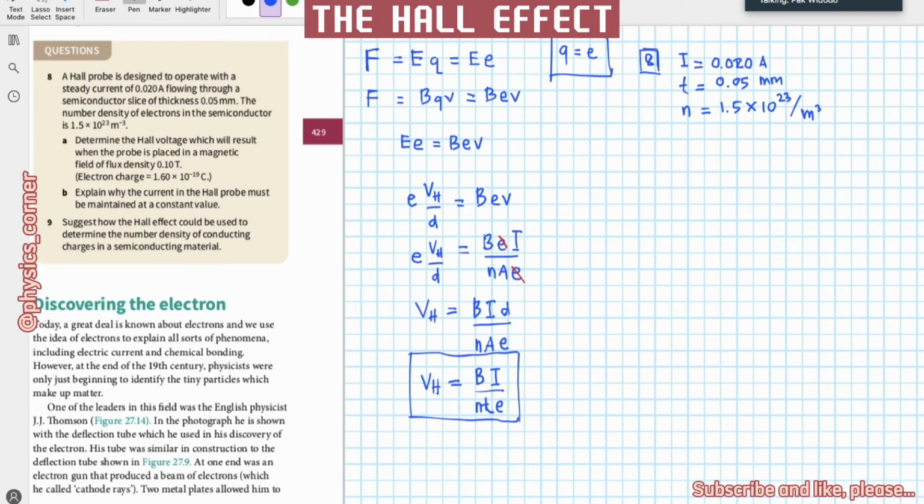The question is: determine the Hall voltage which will result when the probe is placed in a magnetic flux density of 0.10 Tesla. The electron charge e is 1.60 times 10 to the power minus 19 coulomb. So they are asking about V_H.